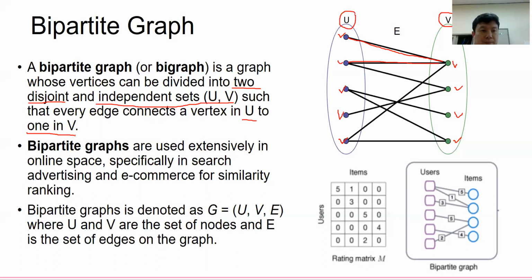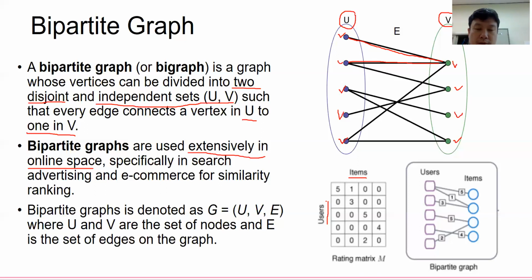Bipartite graphs are used extensively in the online space. Usually it is related to e-commerce or advertising. For example, this one is an example: users and items. Actually, we have the information when you go to a mart or an online store and then you buy something. Let's say you buy rice.